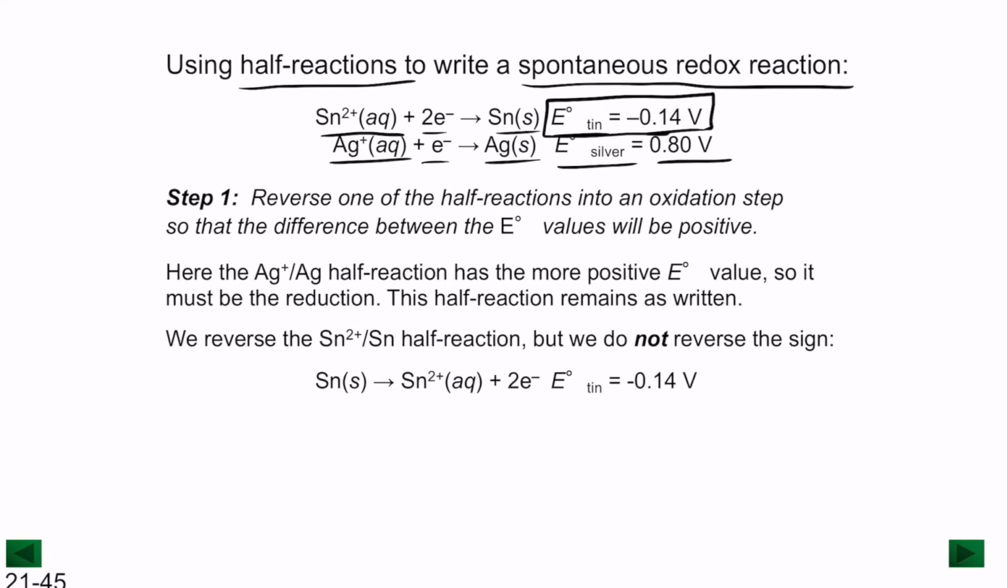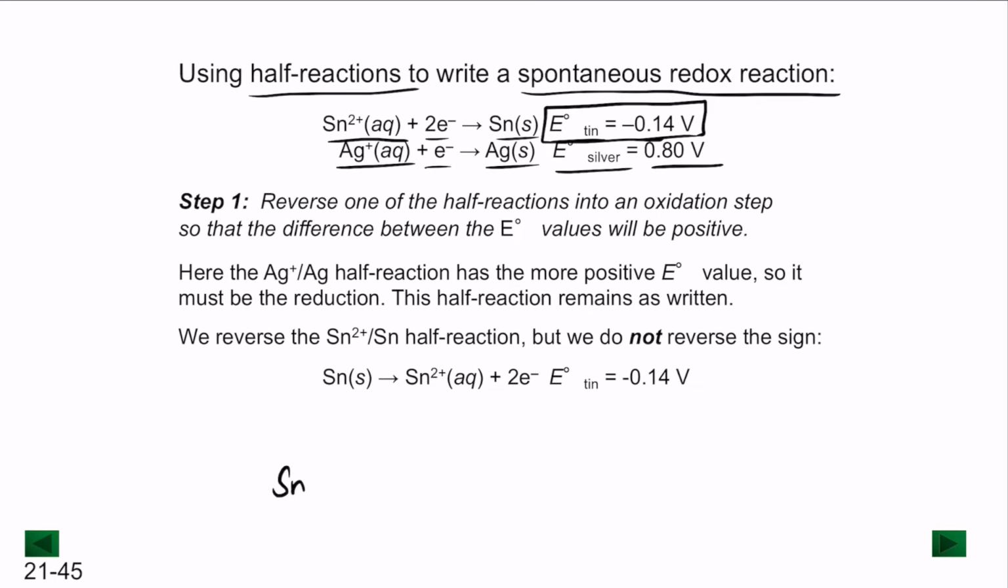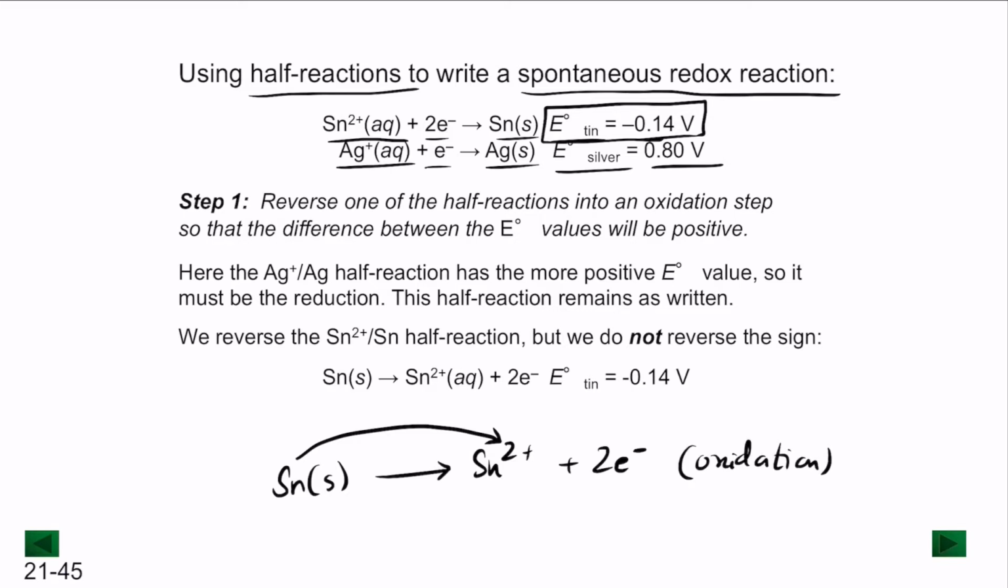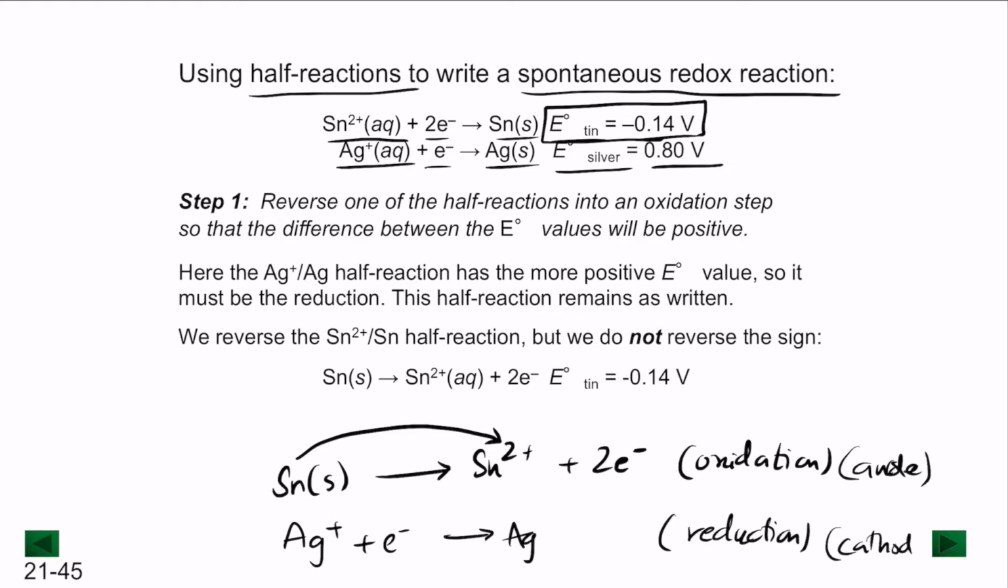When you flip this reaction, it becomes Sn gives Sn2+ plus 2e-. In the flipped one, notice here that tin is losing electrons, so this becomes oxidation. The one that has the lesser value will always be the one that undergoes oxidation, and the one that has a higher value, so the Ag+ plus e- becomes Ag, is the reduction reaction. The oxidation is the anode, the reduction is the cathode.